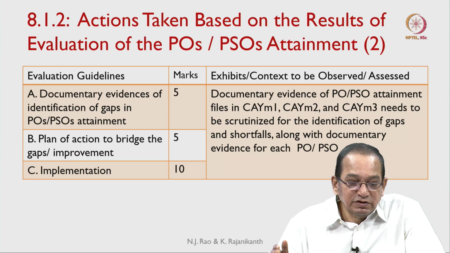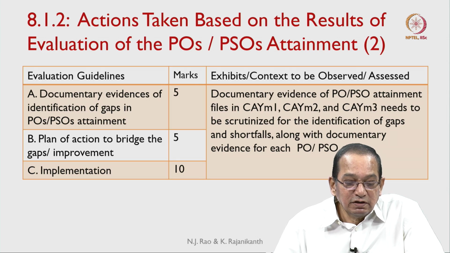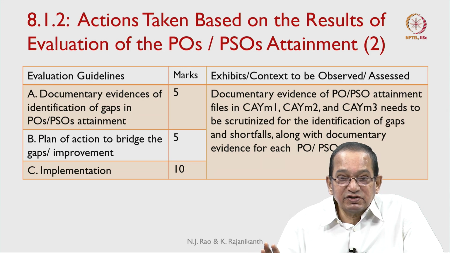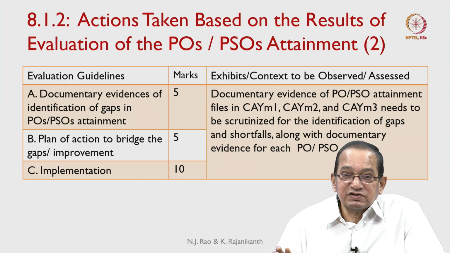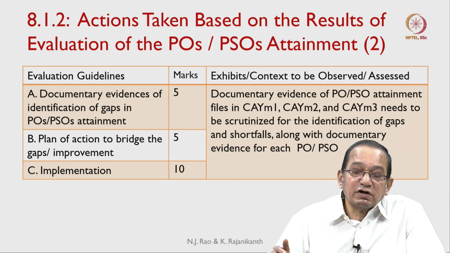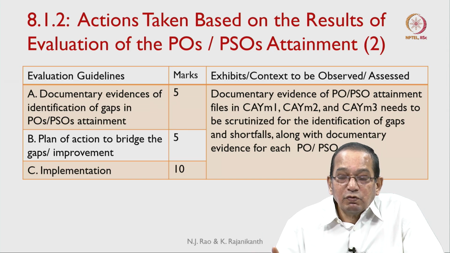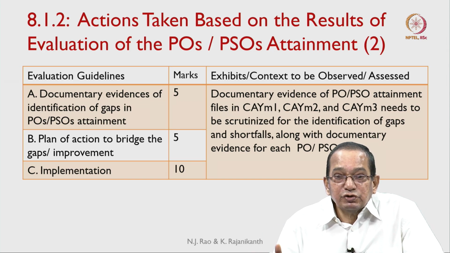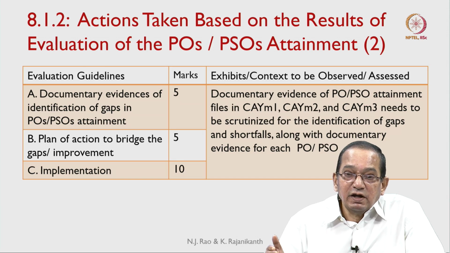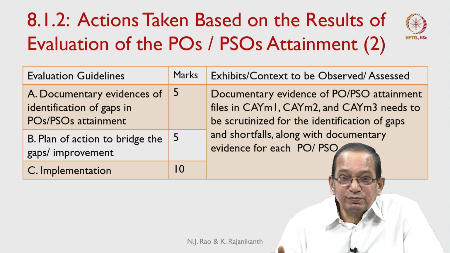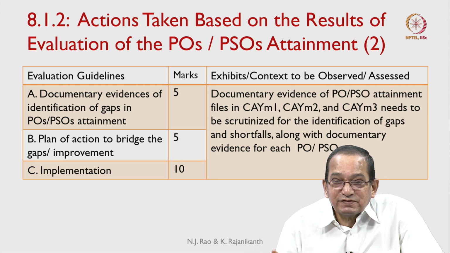Okay. So, these are the marks allocated. Document evidence of identification of gaps 5 marks, plan of action 5, and implementation 10. Here again, once you plan something for the next batch of students, that is subsequent 3 batches of students, whatever you plan for them, you must show that they are implemented as planned. And of course, worst implementation plans are to simply say that we will motivate the students.